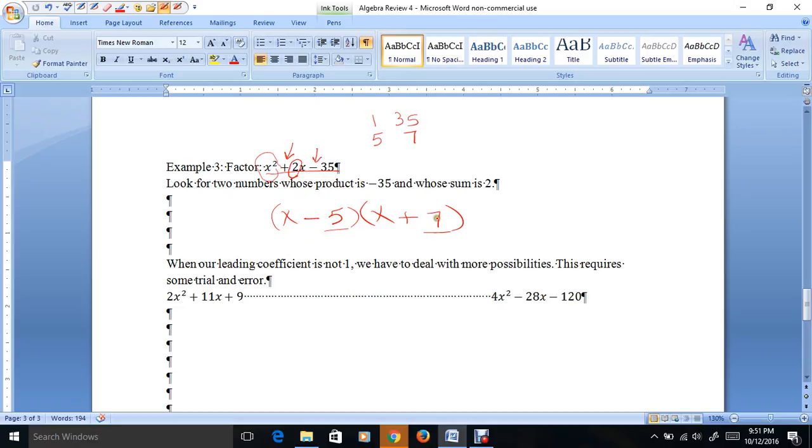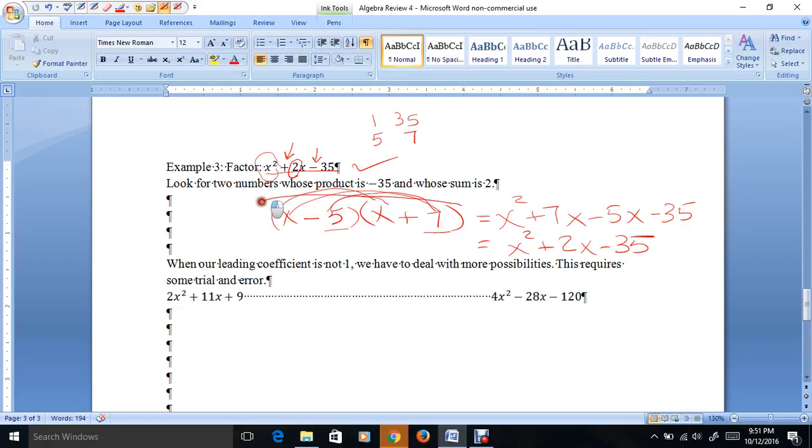And that way this will work out, because if I multiply it out, x times x is x squared, x times 7 is plus 7x, negative 5 times x is negative 5x, and negative 5 times positive 7 is negative 35. So if I add the like terms here, that's x squared plus 2x minus 35, which is what we wanted. Okay, so once we factor it out, we need to make sure that it really is the correct factorization.